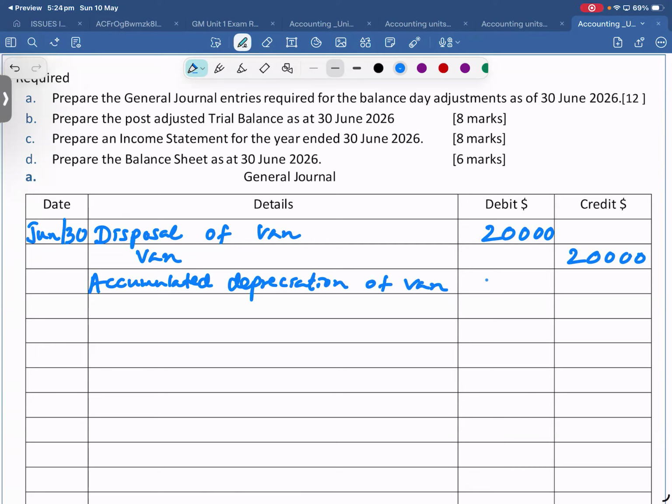How much? You have 16,500. Is everyone okay with how we got 16,500? Basically, 20,000 take away 3,500, the carrying value, so then 16,500. And where do you credit? Storage.